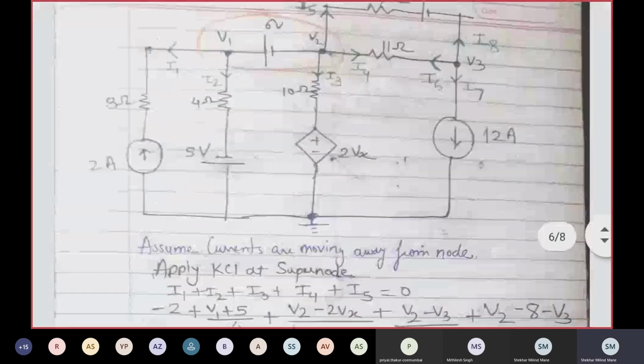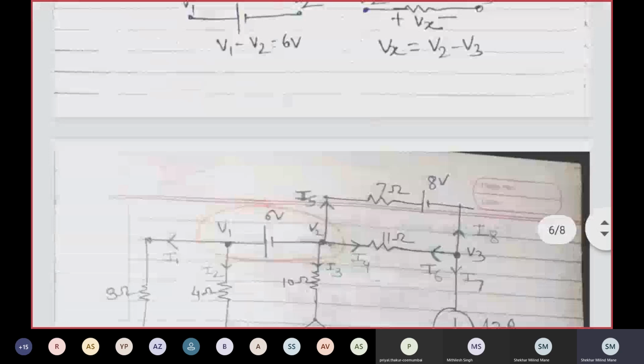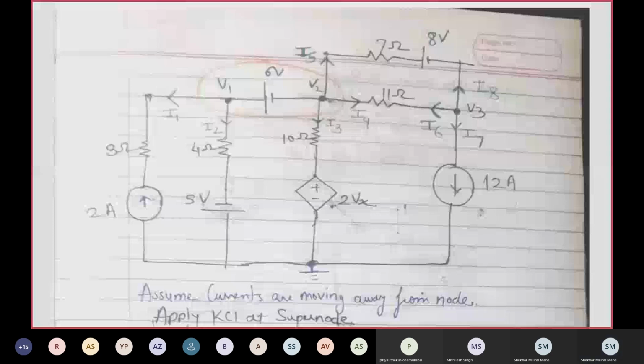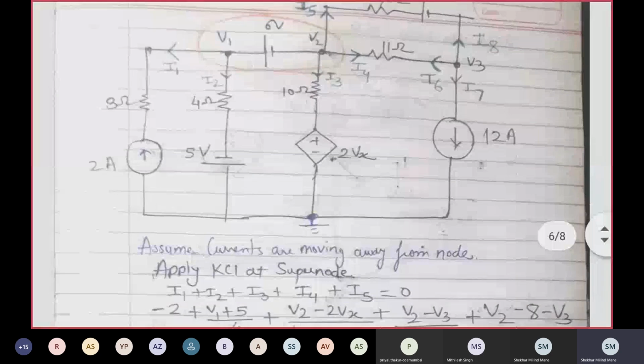So in this way, for the super node, we have to apply KCL at the super node. We'll get one equation from the super node itself, and after applying KCL there, we'll get another equation, and from the remaining node, we'll get one equation. So in this way, this is the concept of super node.